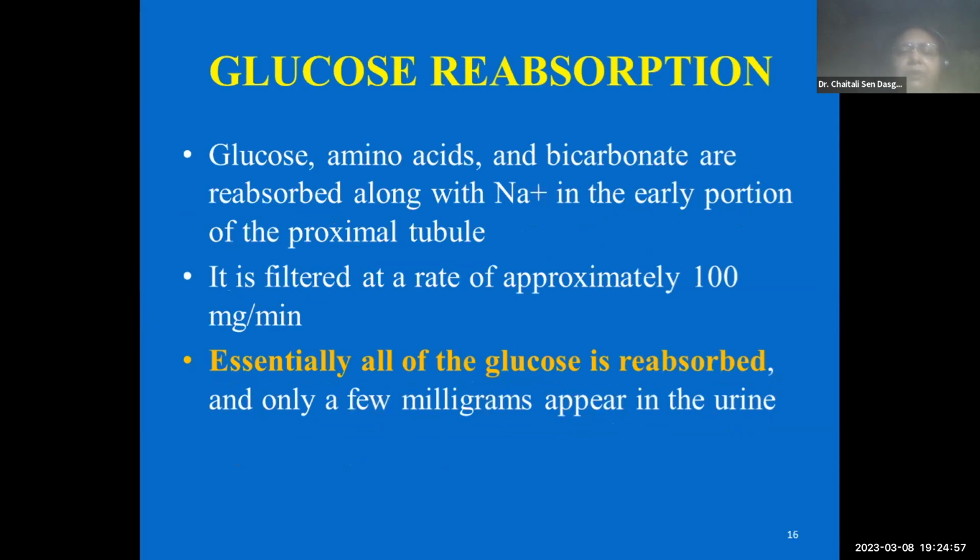Glucose, amino acid, and bicarbonates are reabsorbed along with sodium in the early portion of the proximal tubule. Glucose is filtered at a rate of approximately 100 milligram per minute.